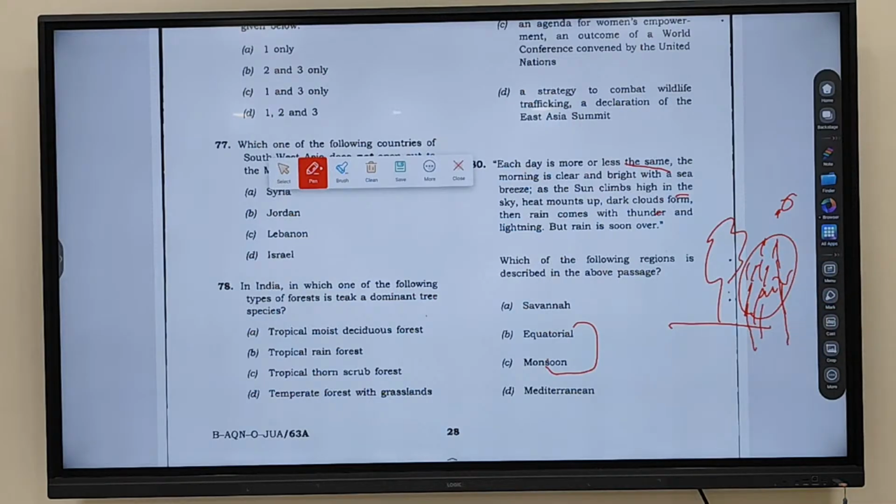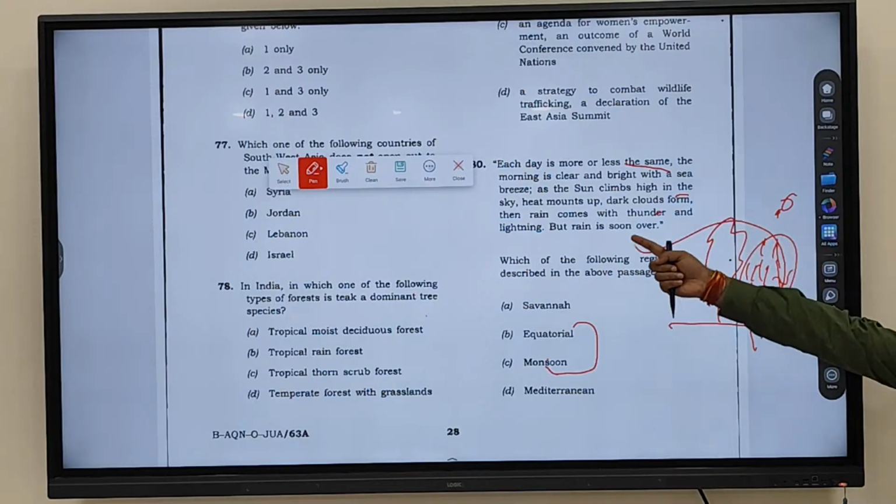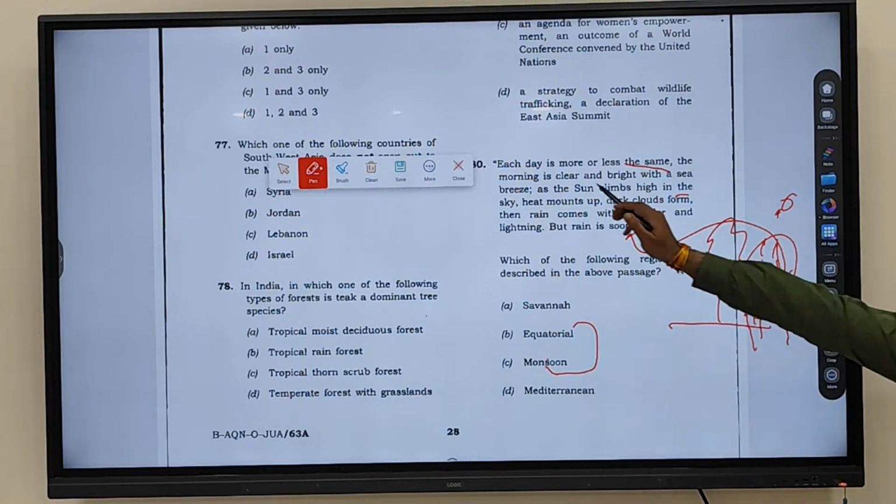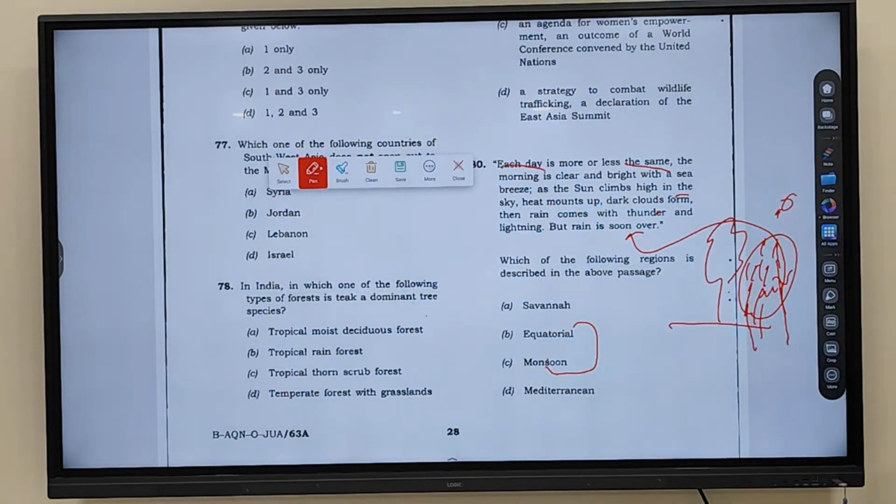Rainfall it will create. When it creates rainfall, it will lose all the moisture. Once it loses all the moisture, what will happen to the rain? It will get over. So we discussed each day rainfall is happening. What is mentioned here is each day. In the equatorial region, rainfall happens throughout the year. Throughout the year means every month, sometimes every day it is happening.